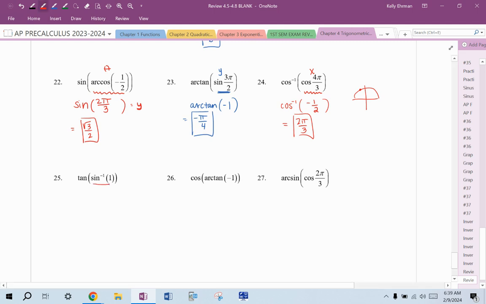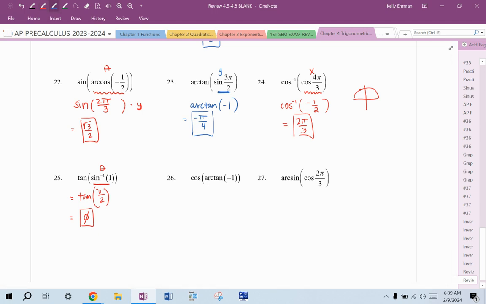Okay, what angle makes sine equal to 1? That's pi over 2. And then it's the tangent of pi over 2. And we know from graphing and just from speed quizzes that tangent of pi over 2 is no solution. That's another one that we use a lot in calculus, so it's a good one just to have memorized as well.